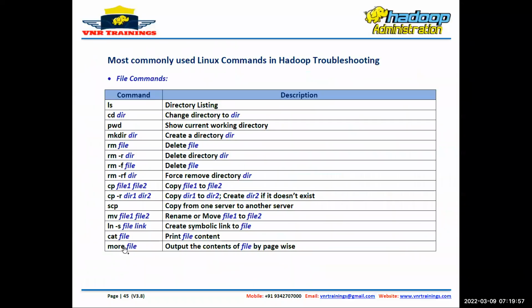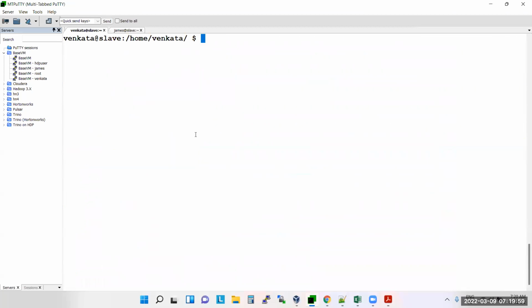That is a soft link. Then cat: if you want to see the content of a file, you can use the cat command. The cat command will print the content of the file on the screen. Are you clear? Cat is a command to print the content on the screen.